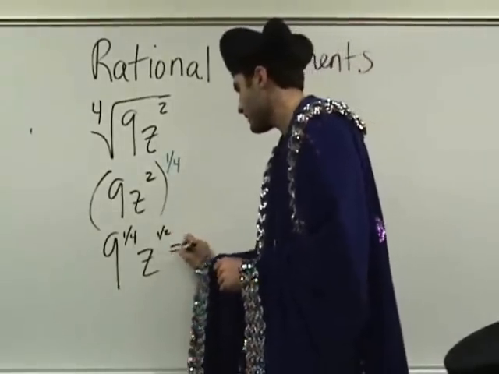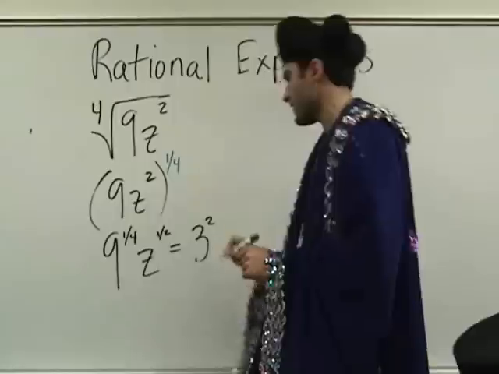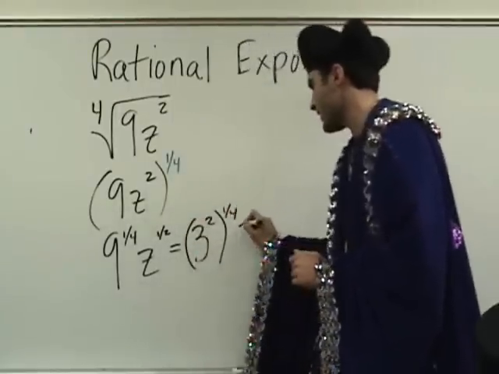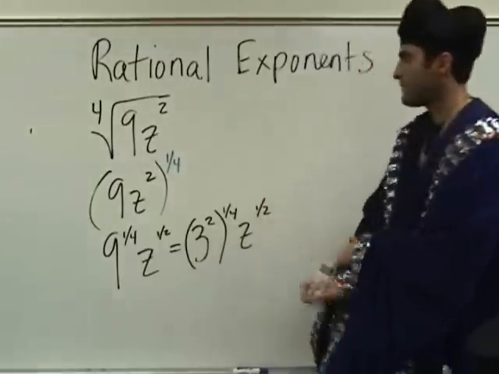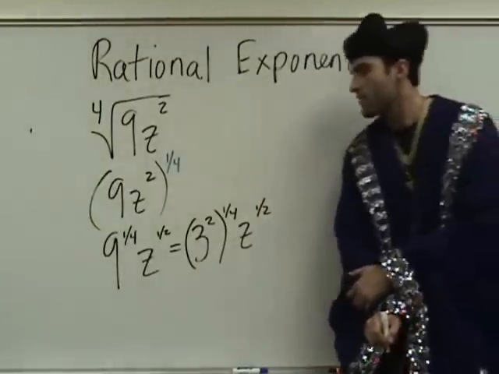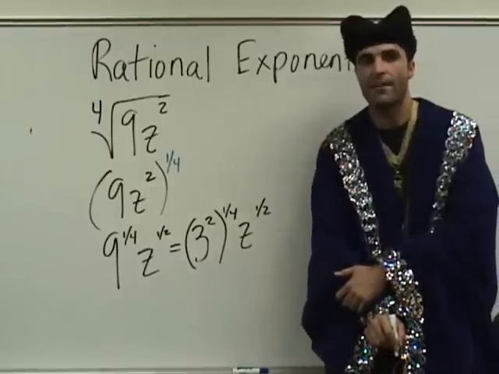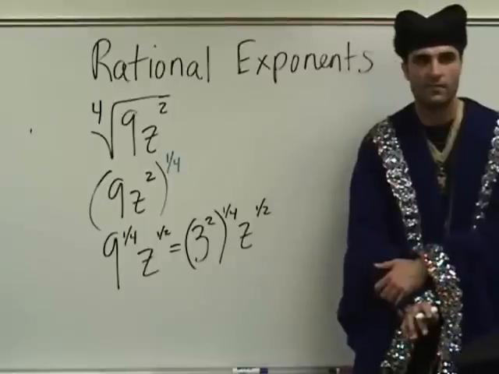Let's take this over here. 3 squared is 9 to the 1/4, z to the 1/2. Alright, 3 to the... what now? Half. 3 to the half. Any questions?